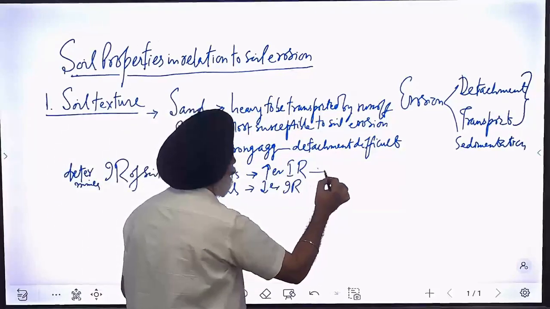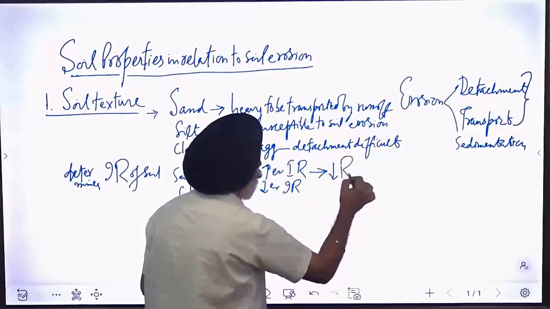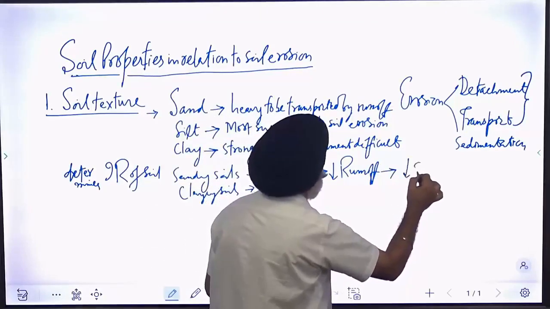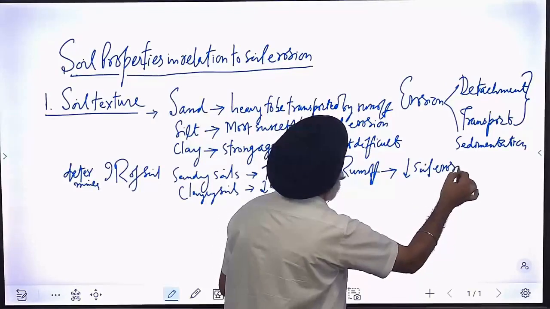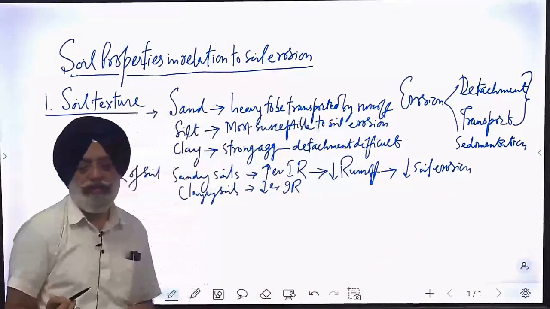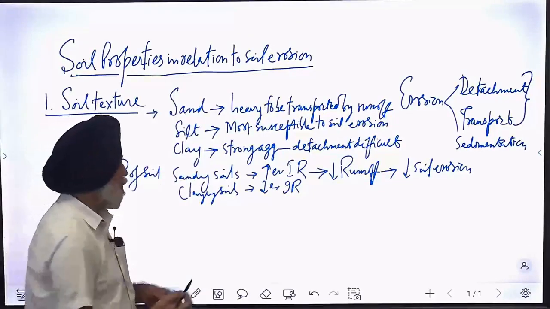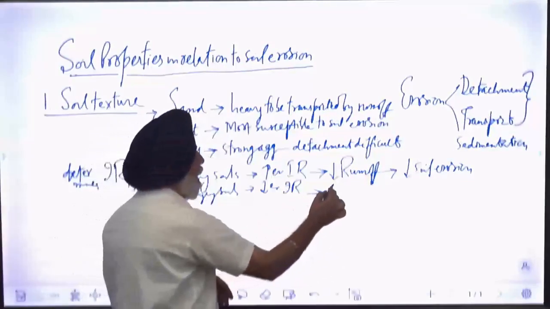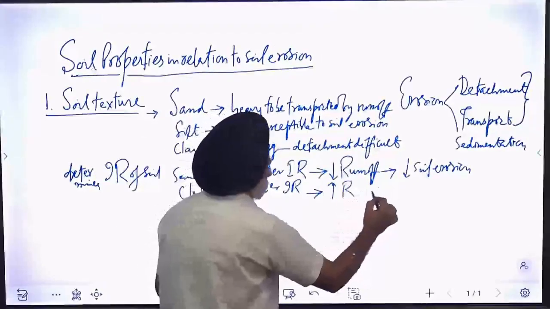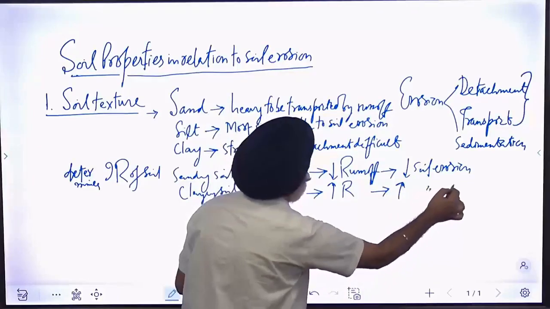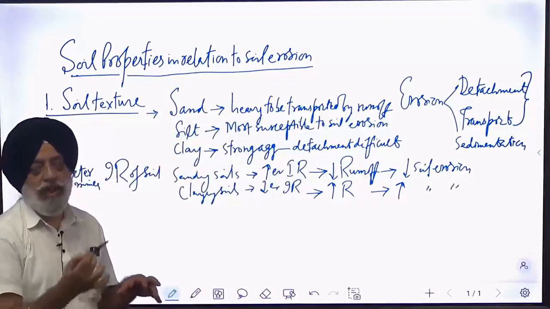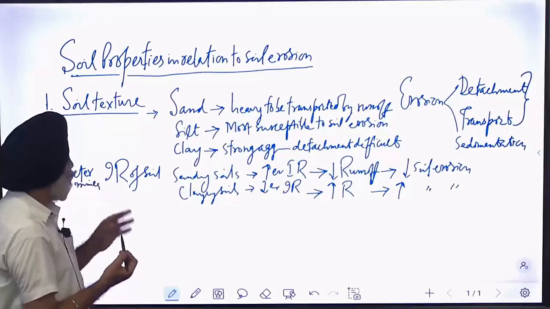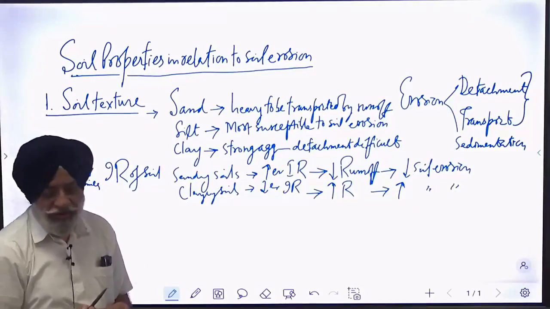So higher infiltration rate means lesser runoff, and lesser runoff means lesser soil erosion, because less water will be available to be carried away as runoff water. So in clay soils, infiltration rate is low, so runoff will be higher, and higher runoff means higher soil erosion. This is how, indirectly, soil texture affects soil erosion through the infiltration rate of soils.